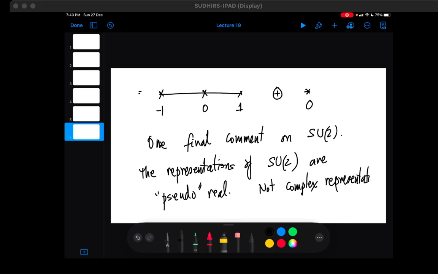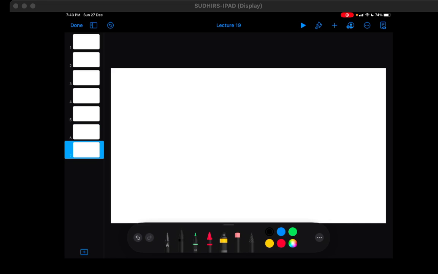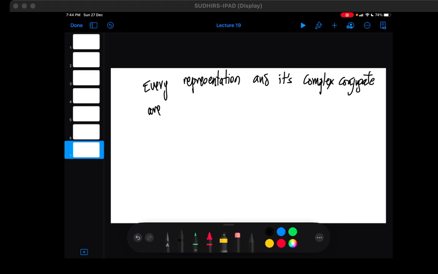What it means is that every representation and its complex conjugate are the same representation. But the problem is there is no basis in which you can show that it is true.